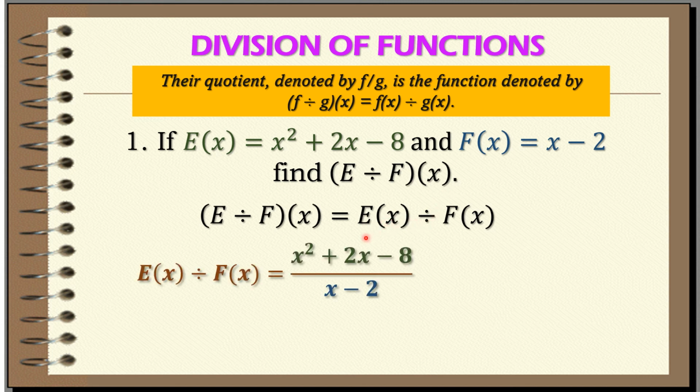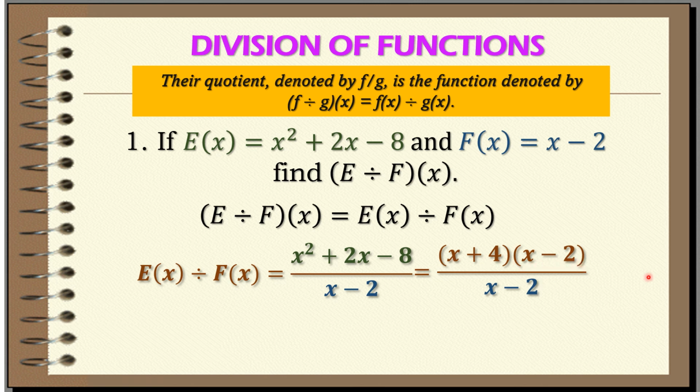So e of x that is equal to x squared plus 2x minus 8, then f of x that is equal to x minus 2. And the next step here is to factor out. Okay, we have here on the numerator, that is x squared plus 2x minus 8, that is factorable. We are going to find out or identify the factor for that. So x squared plus 2x minus 8, its factors are x plus 4 and x minus 2.